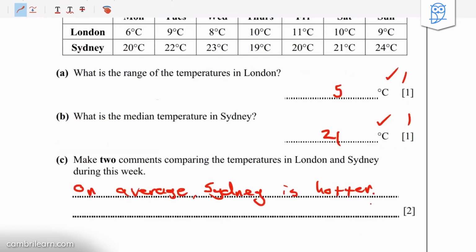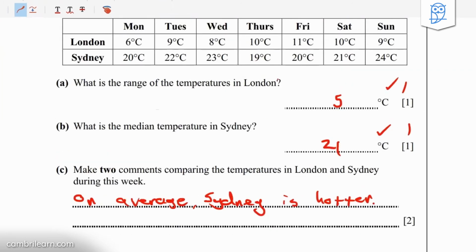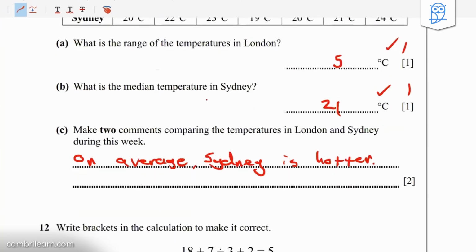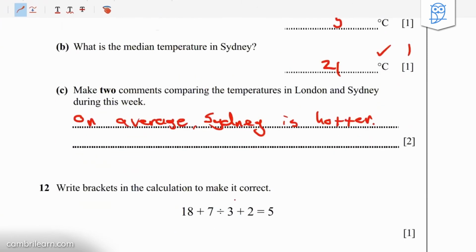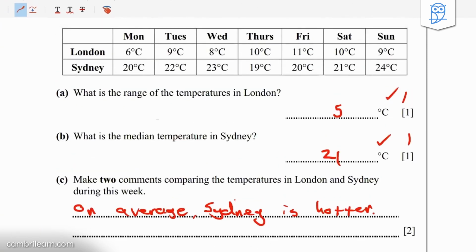So we can maybe say that the range of temperatures in London is just 5 degrees Celsius. It ranges from 6 to 11 degrees Celsius. Then Sydney, it ranges from 20 to 24. So we can say that London has a greater range.